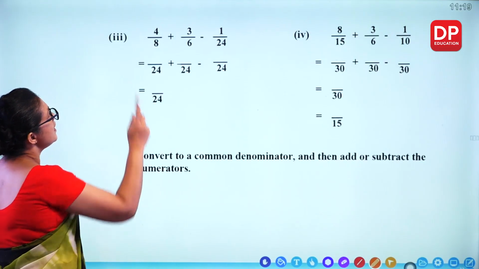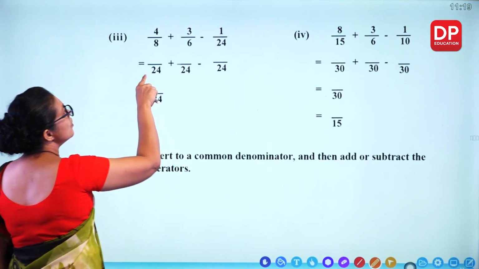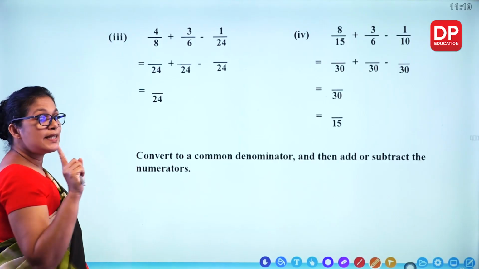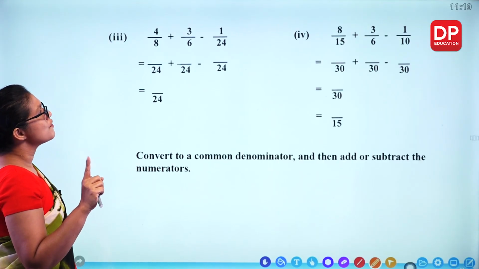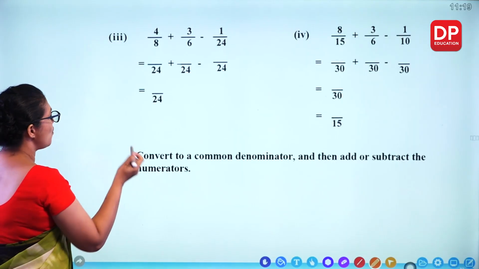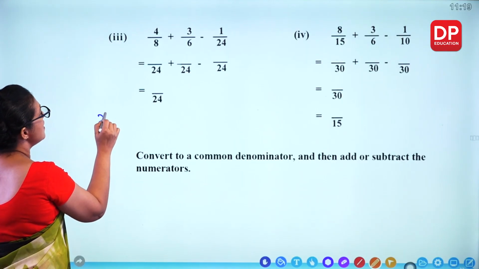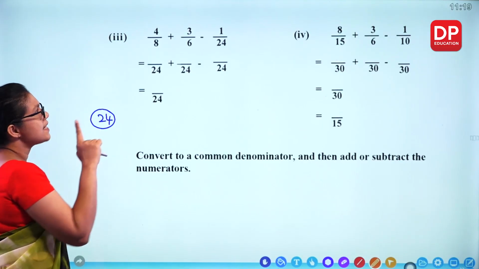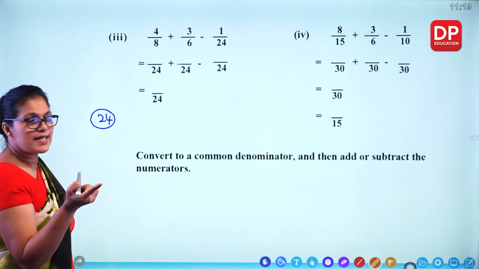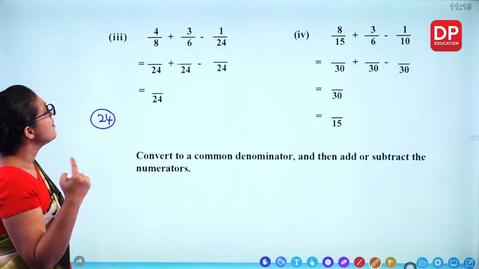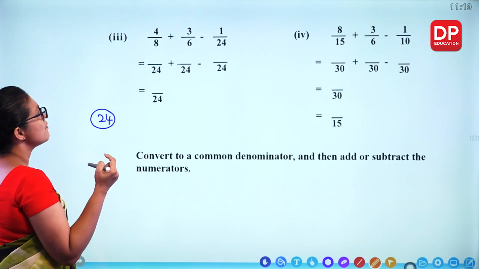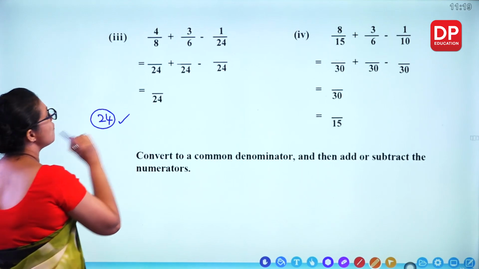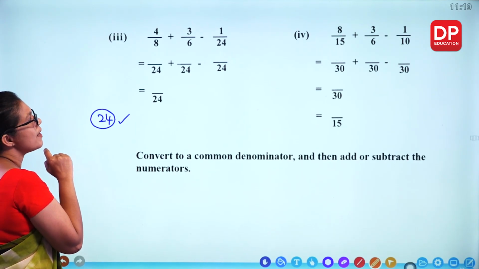Now this one, 8, 6, 24. So the lowest common multiple is 24. So how do you get that? 8, 6, 24. The largest number is 24. And see whether this is divisible by 8 and 6. 24 divided by 8, yes, you get 3. 24 divided by 6, you get 4. So both numbers are divisible. So that's why 24 is the lowest common multiple.